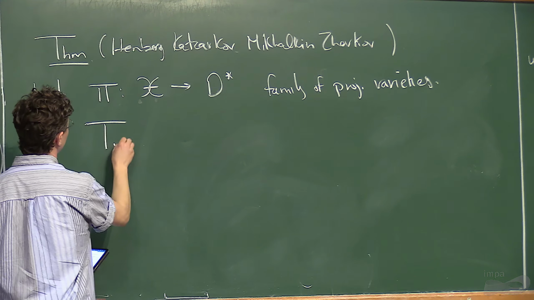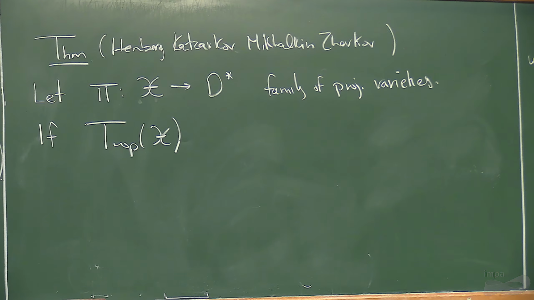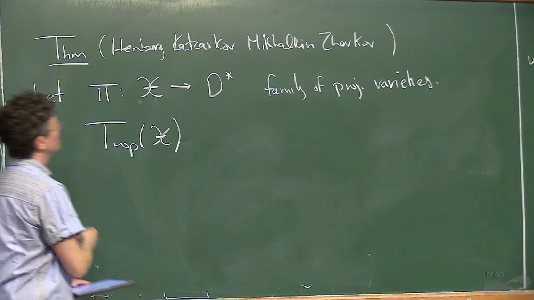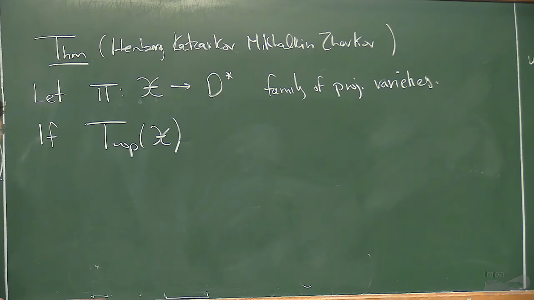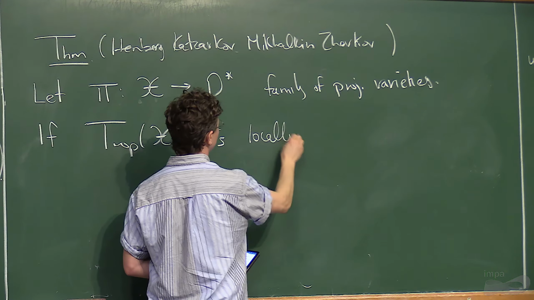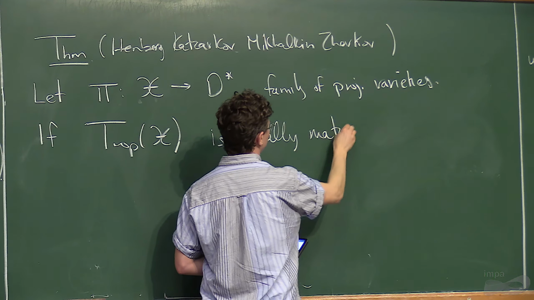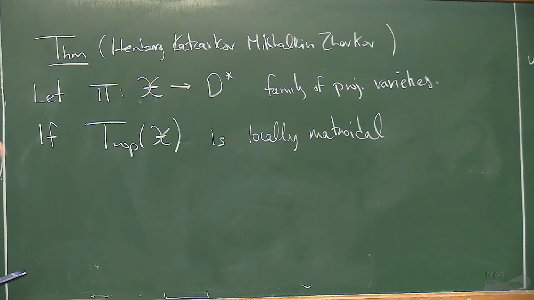If the tropicalization of this family, so this will be some set somewhere. So these are projective varieties. I haven't told you yet how to tropicalize projective varieties, but we can do that. If this is locally matroidal, that means that every neighborhood, if it's got the support of a polyhedral complex, so I can look at the support around a face, the star around a face, and if that is the support of some matroid fan, I call it locally matroidal.